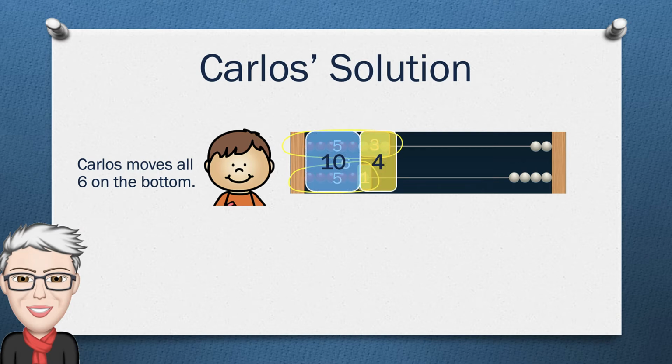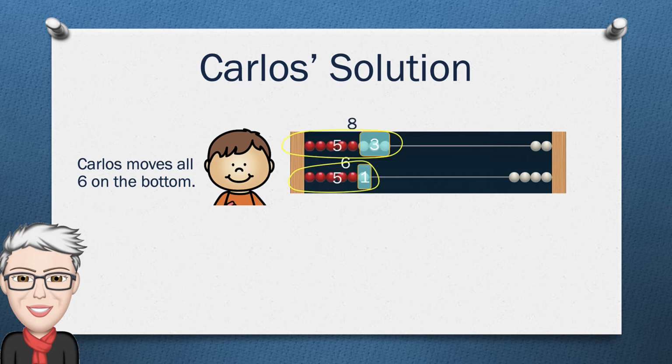The 10 came from combining the 5 red beads on the top, the 5 from the 8, with the 5 red beads on the bottom rod, the 5 from the 6. The 4 came from the 3 white beads on the top, from the 8, and the white bead on the bottom, from the 6. It is the color configuration of the beads that contributes to thinking of 8 as 5 and 3, and 6 as 5 and 1. And it is precisely because Carlos added all 6 beads on the bottom rod that this way of seeing the 8 and the 6 is possible.